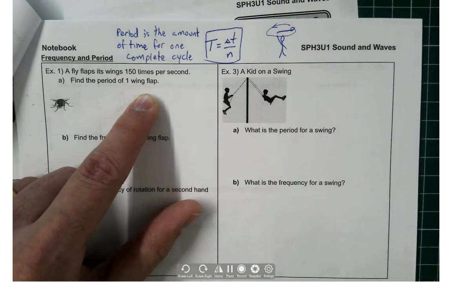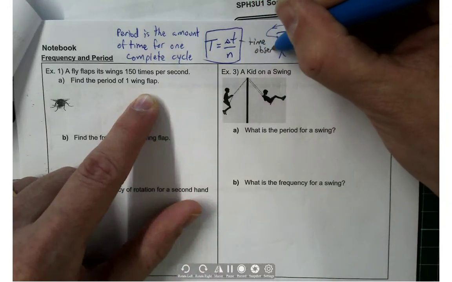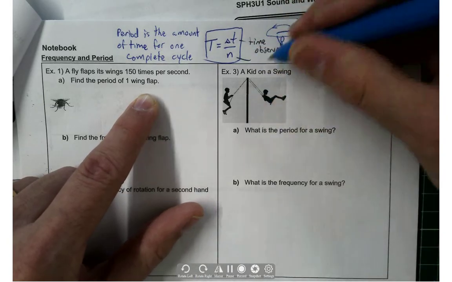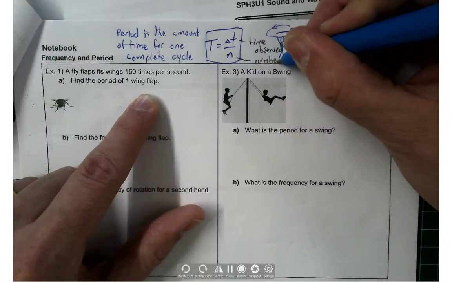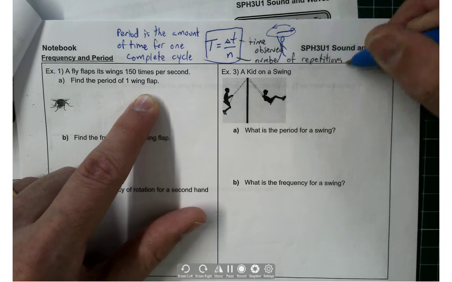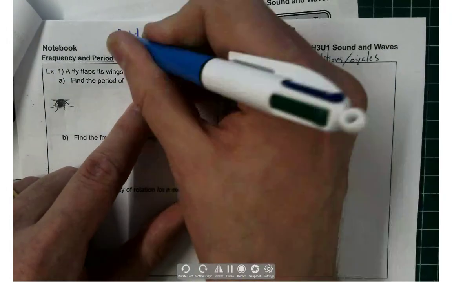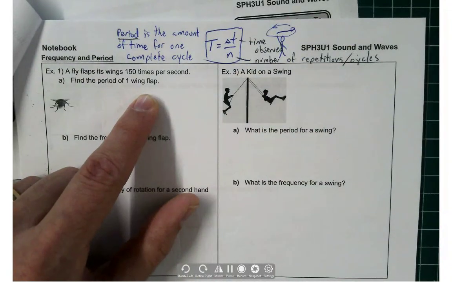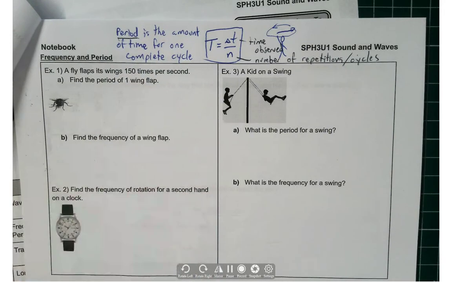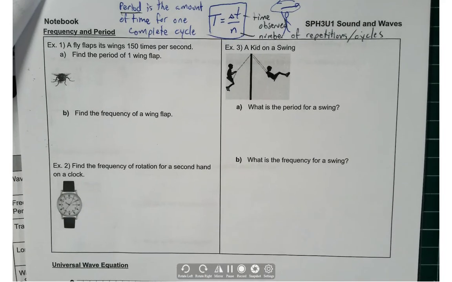So if we were going to label this up, delta T is time observed, and N is number of repetitions, or cycles. Okay? And capital T is period. So this is case sensitive. Those of you that are really not good about being case sensitive with your variables, it matters. Of course, we've already dealt with that with temperature. Temperature has to be capital T, and then we have delta T for time as well.